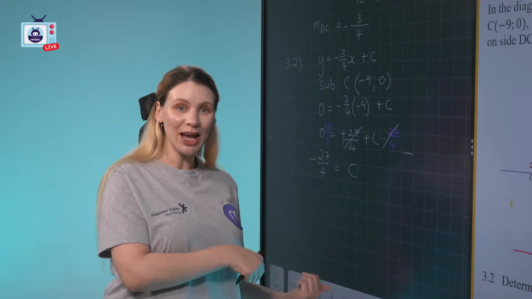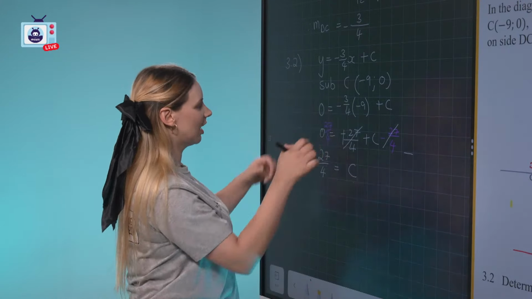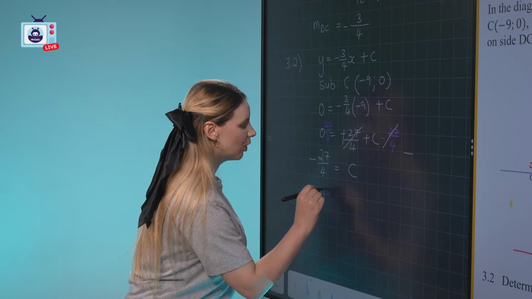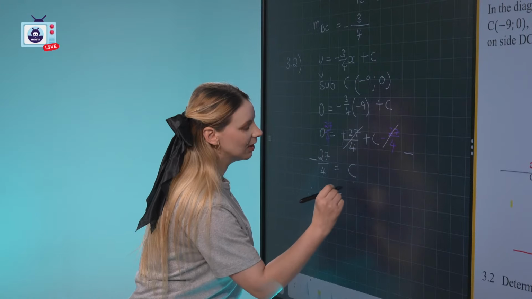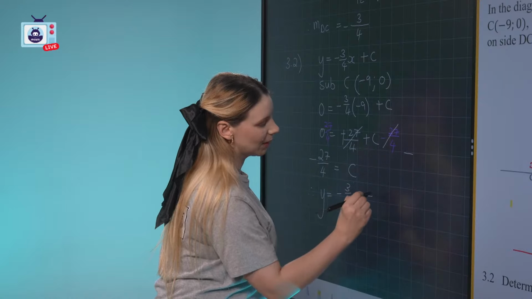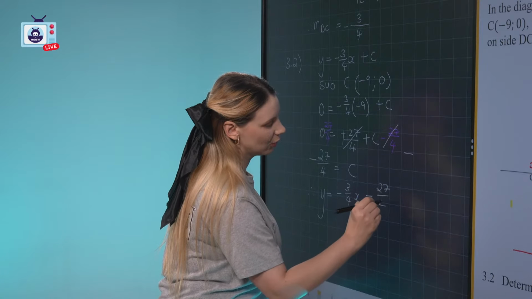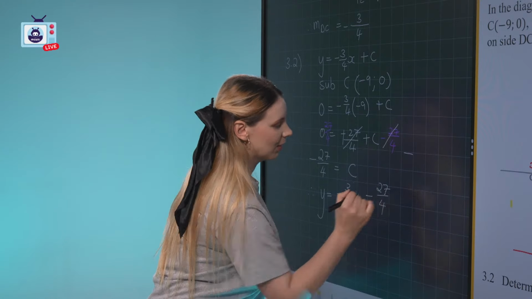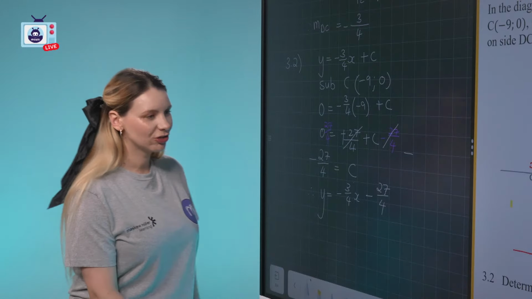So now that we have M and C, we can rewrite our equation. Therefore, y is equal to negative 3 over 4x, and our C value is minus 27 over 4. Right, okay. The next question, let's go.